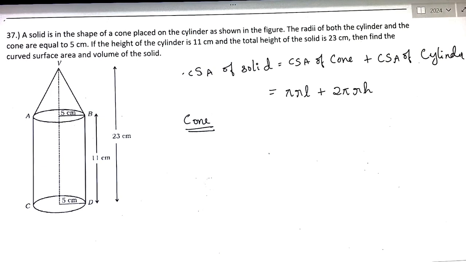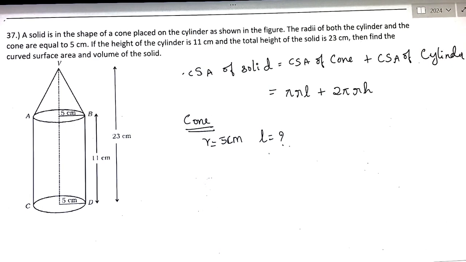In the cone, this is A, B and V. So what data do we need to have? Pi r L. Pi is 22/7 that we know. What is the radius of the cone? It is given, that is 5 centimeter. r is nothing but 5 centimeter. What is the value of L? Do we know the value of L of the cone? No, we do not know the value of L.